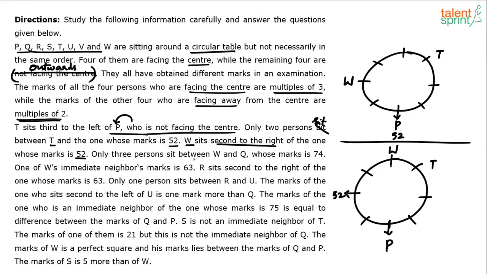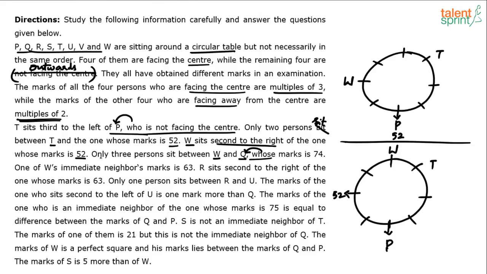But W will be in that position. Next statement. Only 3 persons sit between W and Q whose marks is 74. Whose here refers to whom? Q. Remember, whose always refers to the preceding person. So maybe we can try this. W is already fixed, right? 3 persons between W and Q. Now remember, we have always discussed that in a circular table with 8 persons, if there are 3 persons between X and Y, then X and Y have to be opposite. There is no other choice.